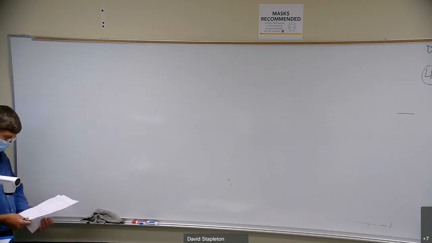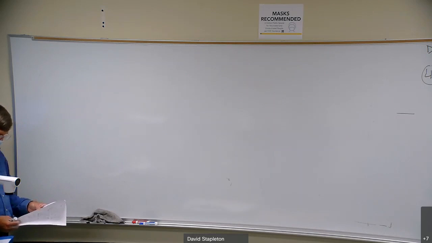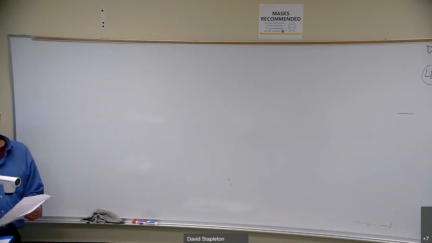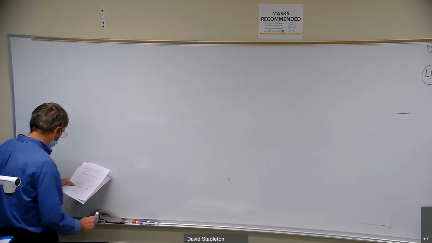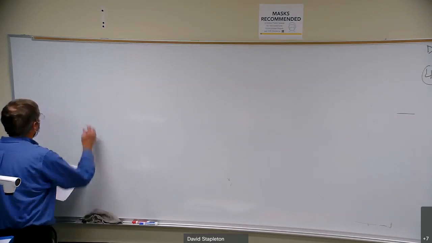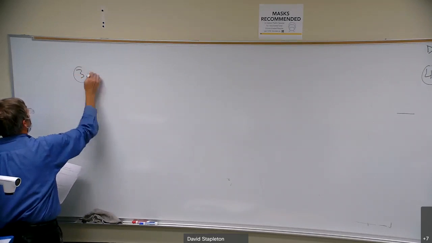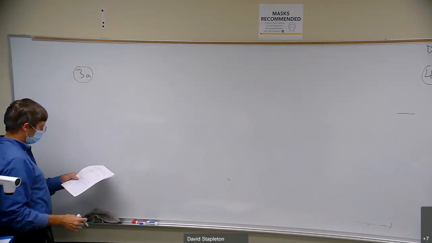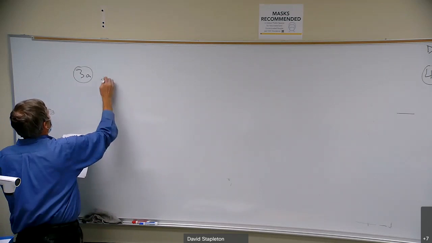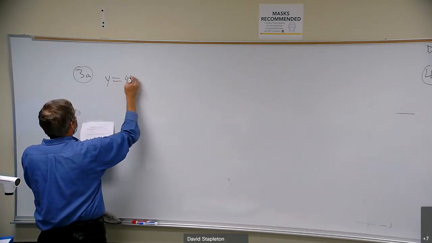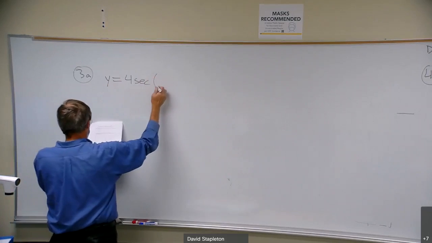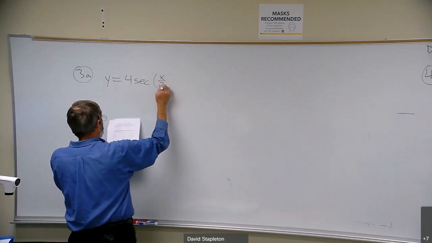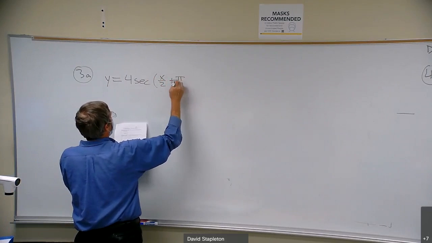A number of others here. I think maybe we should do 3A real quick then if you don't have a preference. We try that one? The secant. Suppose I asked you to sketch y equals 4 secant x over 2 plus pi over 4.